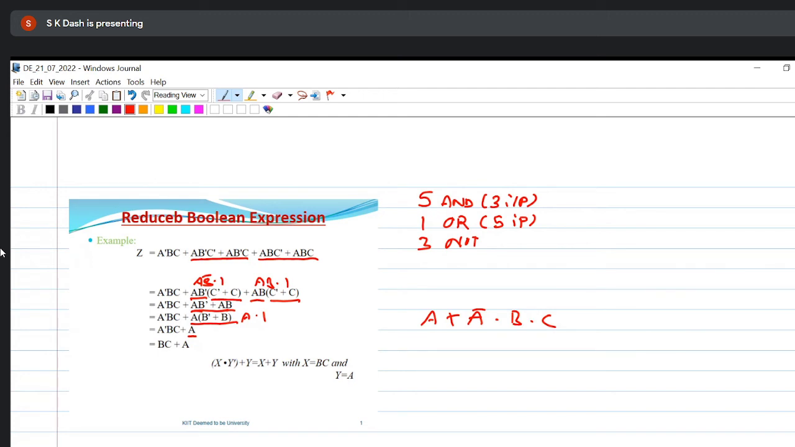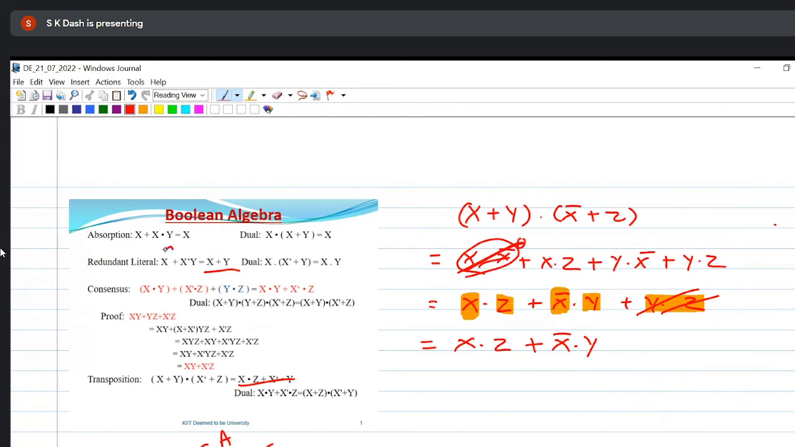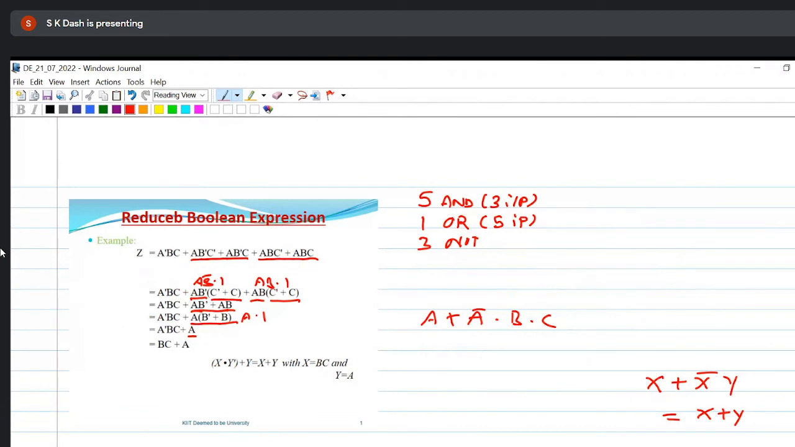Okay. So check this law we discussed. We proved that x plus x bar y is how much? The redundant literal rule: x plus x bar y is the same as x plus y. So if we compare, x is A, x bar is A bar, and y will be B dot C. So this will be x plus y, that means A plus B dot C.